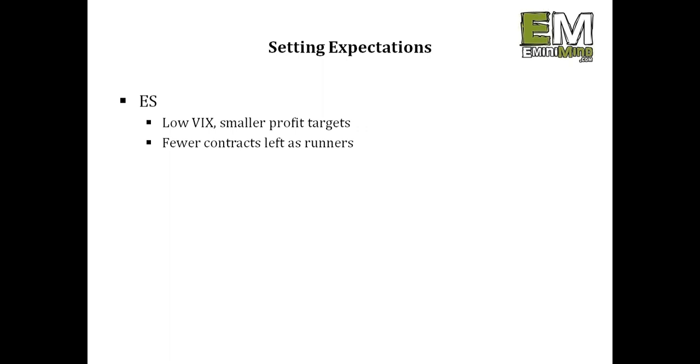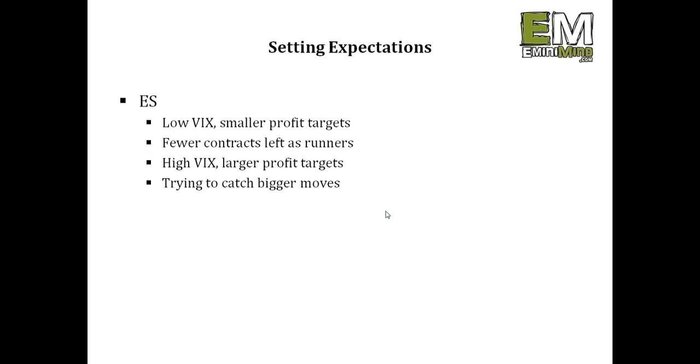So Gary mentioned taking those smaller profit targets, and when the VIX is low, that can be a great little adaptation to make to your strategy. And then when the VIX is high, keeping in mind, okay, the VIX is high, the moves are larger. That's when using larger profit targets and allowing those runners, leaving more contracts on as runners, trying to catch those big moves, leaving your stop maybe a little bit wider when you're trailing, that can be a nice little adaptation to make.